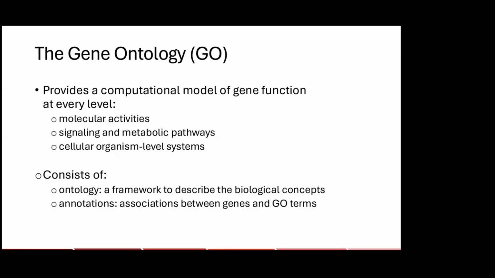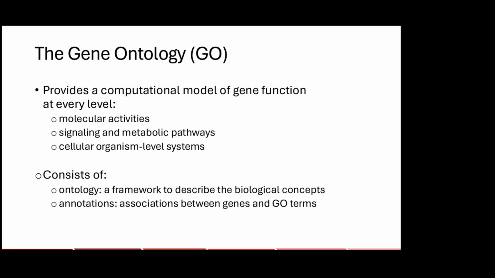And so it's split into three different levels: molecular activities, signaling and metabolic pathways, and broader, organized biological processes, and cellular and organism level systems. And so there's a function, a process, and a component. I'm going to give examples of that in just a minute.